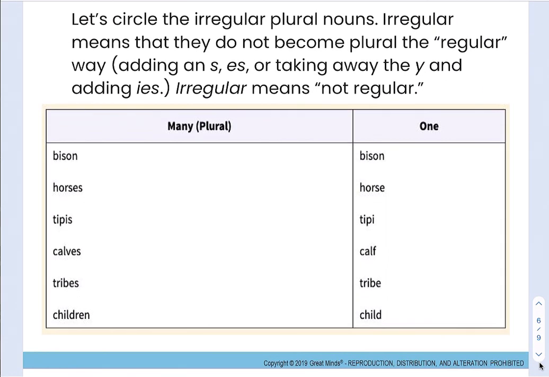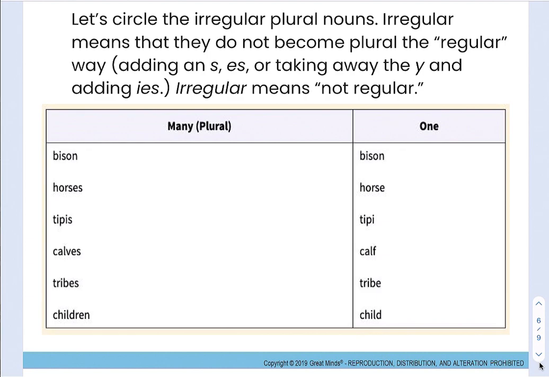Let's circle the irregular plural nouns. Irregular means that they do not become plural the regular way. And the regular way means by adding an S or an ES, or taking away a Y and adding an IES. Irregular means not regular. You might be making a connection to the story that we read for second step, not your typical dragon. Typical can also mean regular. So if it's not typical or not regular, it's irregular.